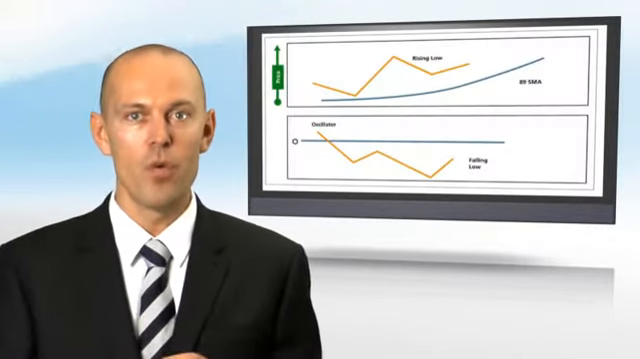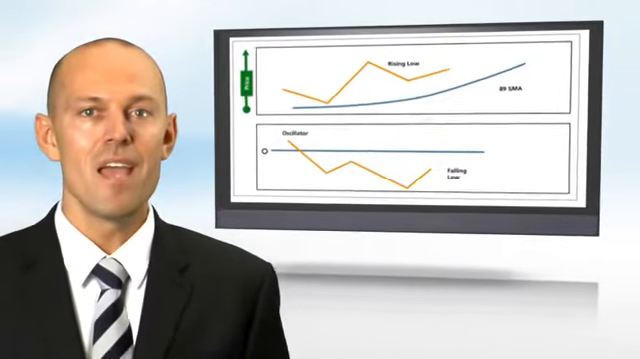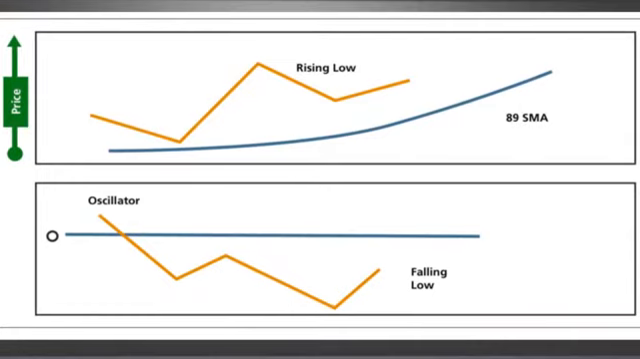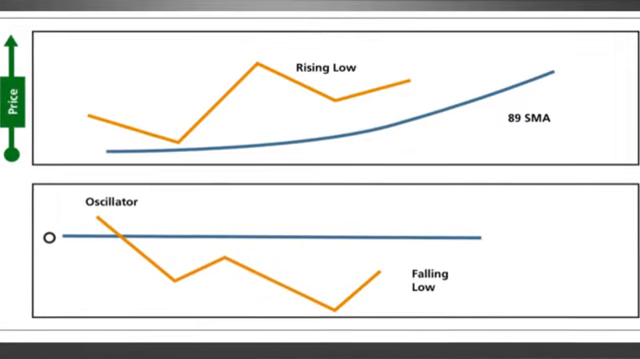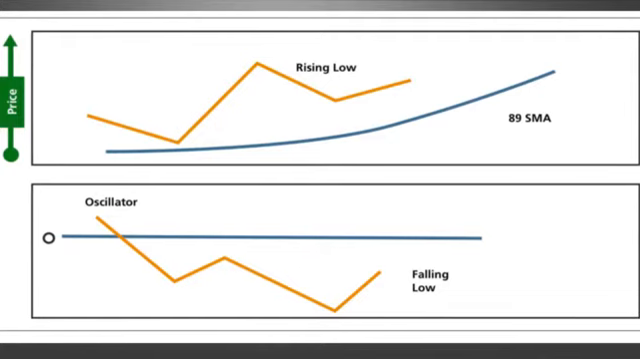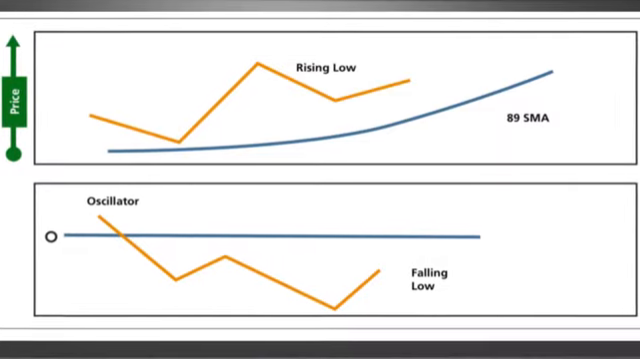Now, I am waiting for the market price to make a higher low, or what we call a rising low, but at the same time, I am looking for the momentum indicator to make a falling low. This is shown on the chart on your screen now. Here you can see the market trading above the 89 period simple moving average while the oscillator is making falling lows. My goal is to trade in the direction of the prevailing trend, i.e. in the direction of the 89 period moving average.